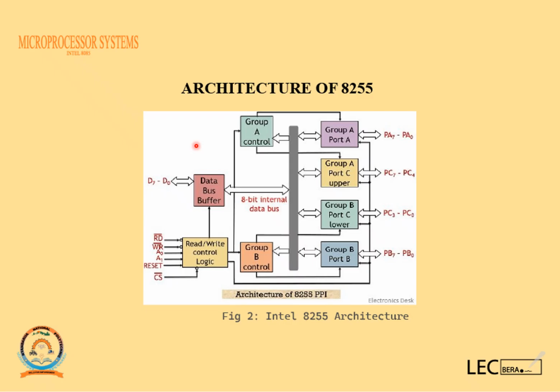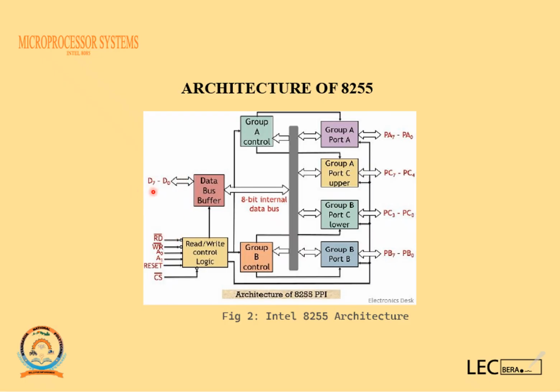Those 8 lines of the data bus are connected to D0 to D7. That's how we are going to exchange data between our 8255 and our Intel 8085. And then the control signals from the Intel 8085 are going to be interfaced to this read/write control logic. So we have RD, WR, A0, A1, reset, and chip select.